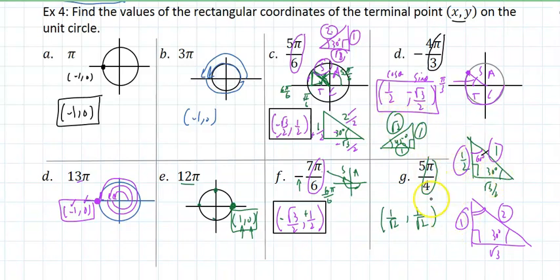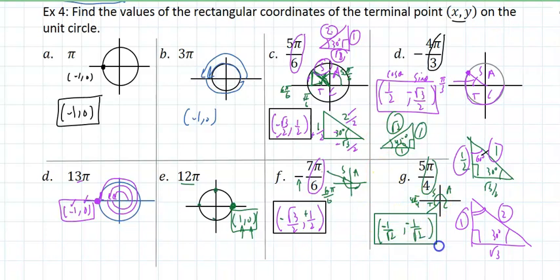Where is 5 pi over 4? So there's always two questions in your mind. One, what's the value? And second, where am I? Where is 5 pi over 4? 5 pi over 4, this is 4 pi over 4. So 5 pi over 4 is a bit past that. And in this quadrant, aren't they both negative?